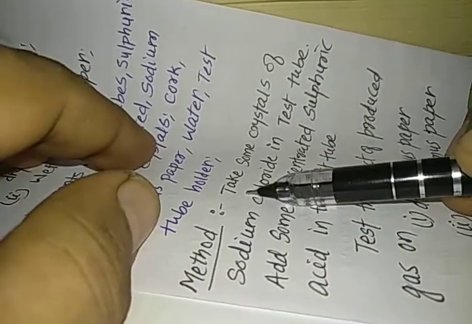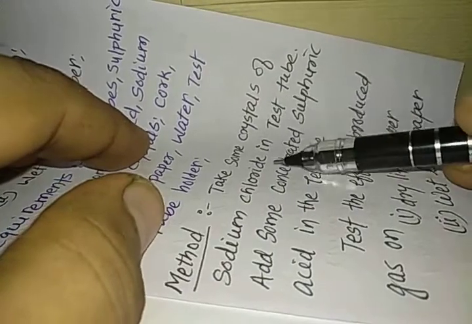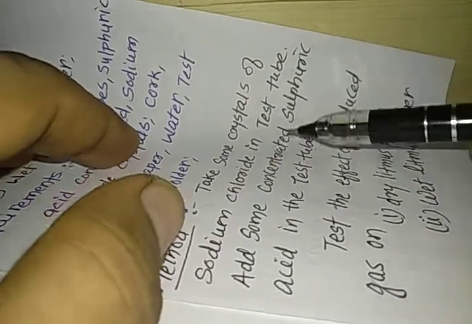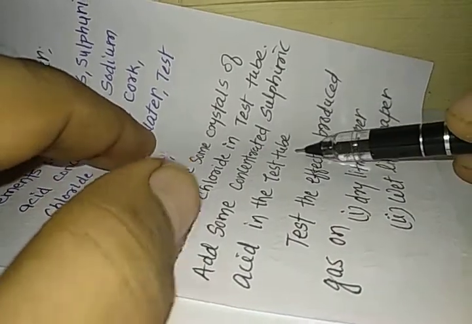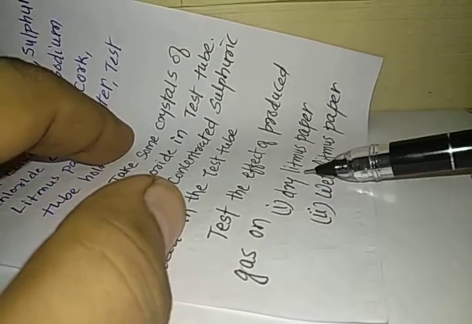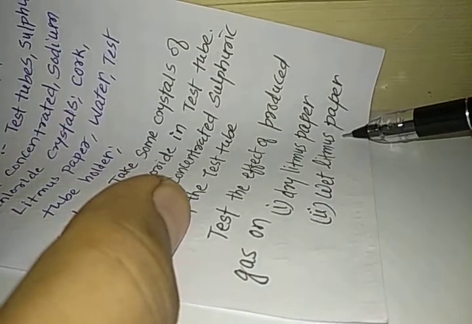So what is the method? Take some crystals of sodium chloride in a test tube, and add some concentrated sulfuric acid in the test tube. Test the effect of the produced gas on dry litmus paper and wet litmus paper.